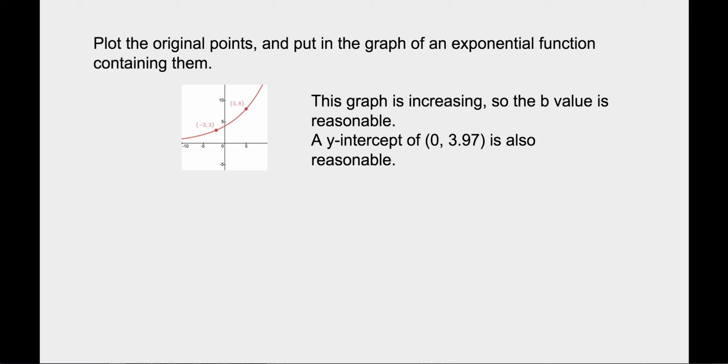The point that we knew to the left of the y-axis had a height of 3, and the point that we knew to the right of the y-axis had a height of 8. So we know our y-intercept needs to be between 3 and 8, and then the graph that we drew in shows that the y-intercept is less than 5. So ours is reasonable.